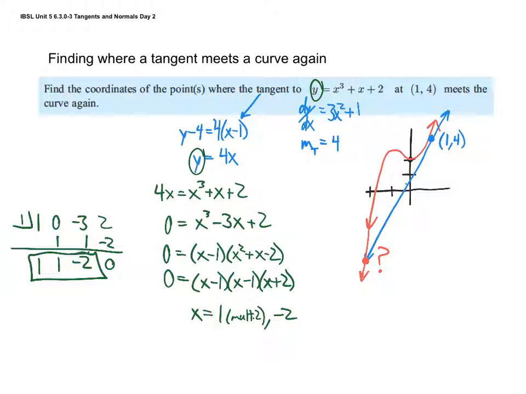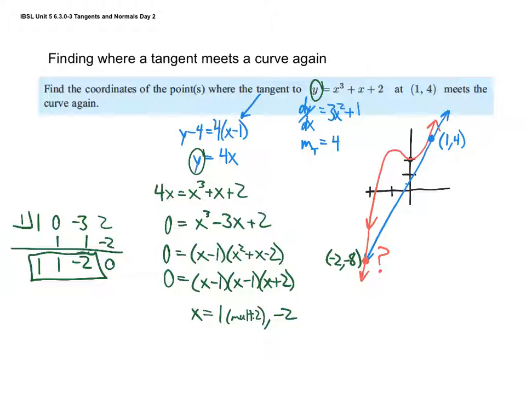So any tangents will end up working that way, and then the other one is at negative 2. So now we know this point here is negative 2, something, and we just plug it in either to the line or to the cubic, or to both if you want to make sure, and you'll get negative 8 as the y coordinate. 4 times negative 2 is negative 8. Negative 2 cubed is negative 8. Minus 2 plus 2 is still a negative 8. Okay, so either way you'll get negative 8.